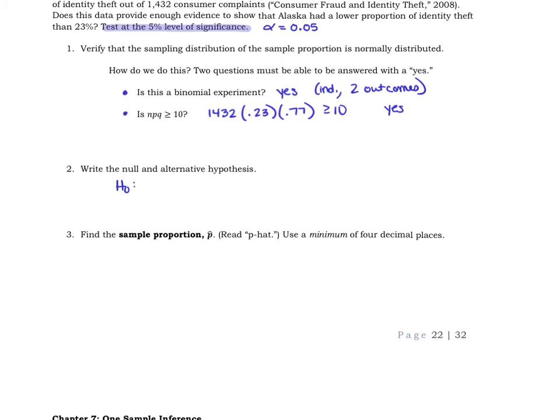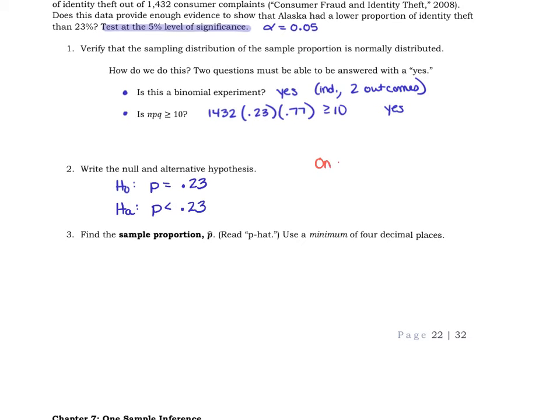So our null hypothesis is that the proportion of people who had identity theft is 23%, so 0.23. And then our alternative is for Alaska, we think that that percentage might be smaller than 23%. Okay. Now, on the next page, I actually have a spot for what you do on your calculator, but we're going to take a second to write this out right here.